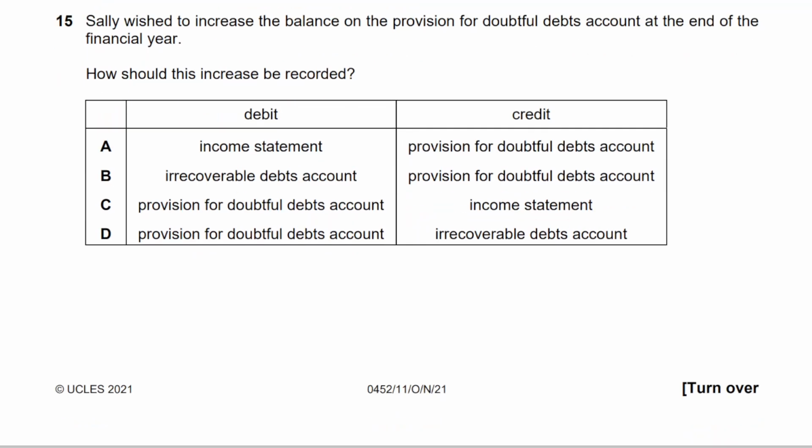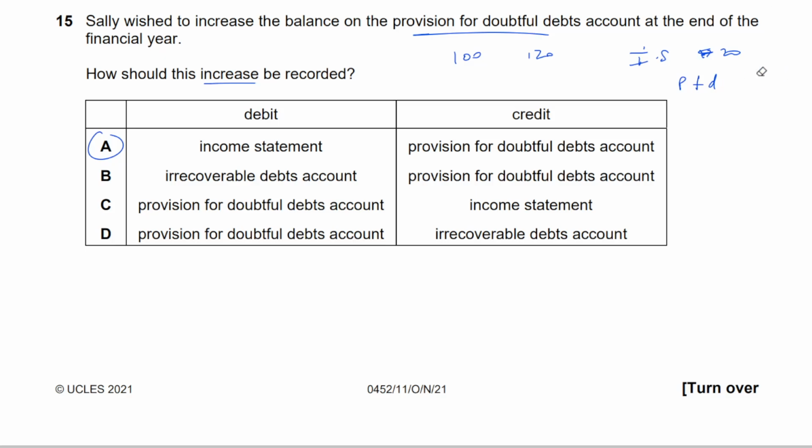Number 15. Sally wishes to increase the balance on the provision for doubtful debts account at the end of the financial year. How should this be recorded? The change. Well, there's an increase. When provision for doubtful debt increases, you all should know that it is an expense, right? That's all you do. The change goes to the income statement, the increase. Like previously, let's say it's 100, now it's 120. This 20 will be put into the income statement on the debit side, income statement debited by not 120, sorry, just 20. And your provision for doubtful debts will be credited by 20. Does that make sense? I hope so.